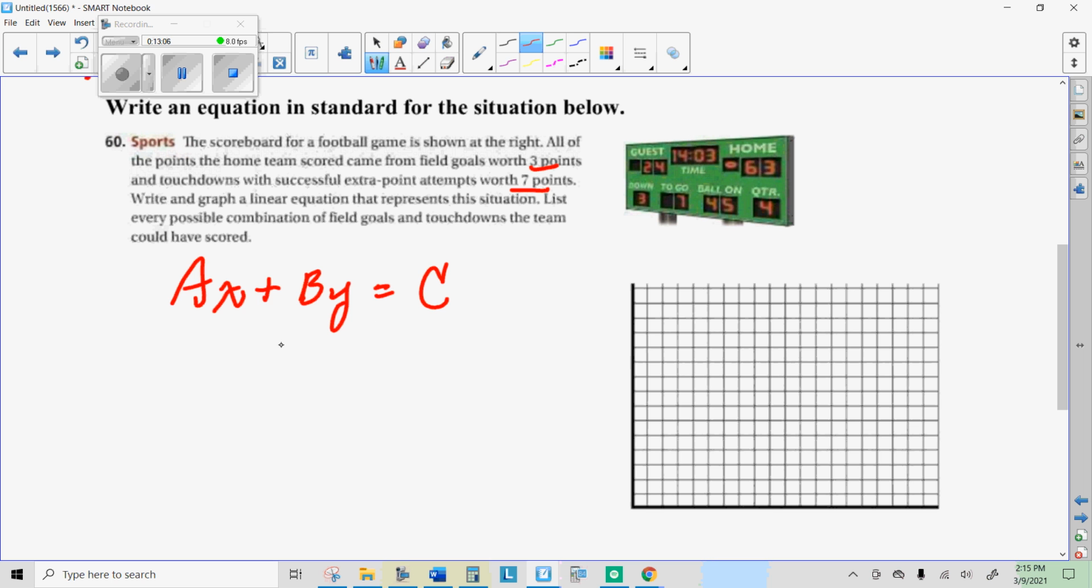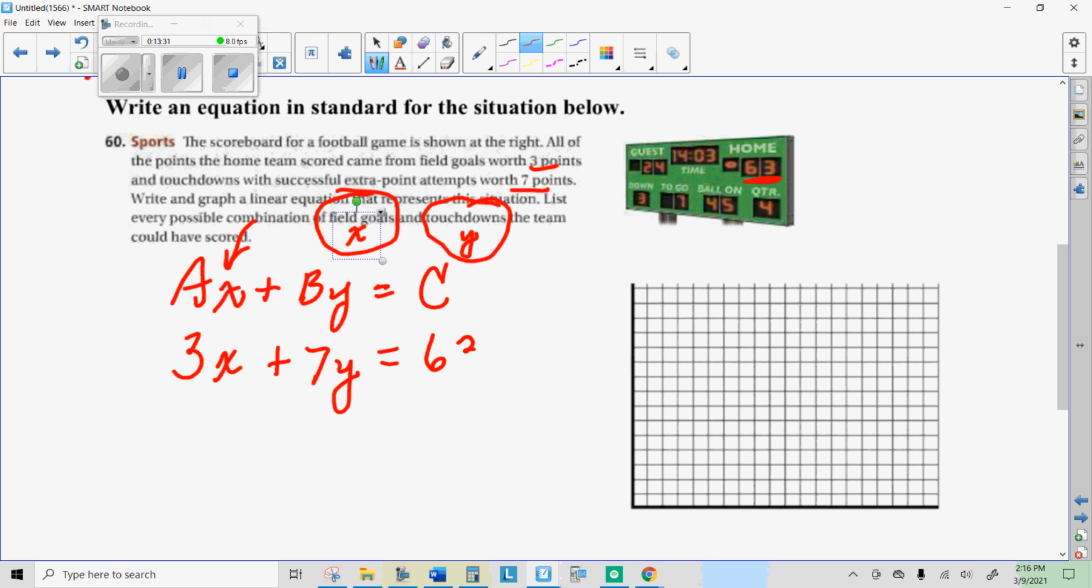So let's let x be the number of field goals. So I'll just put an x there, field goals. And we're going to let y be the touchdowns that we scored. So I need to multiply 3 times every field goal and 7 times every touchdown. And we know from the score up here that the home team scored 63 points. Okay, if I want to represent the guest scores, I would just change this to 24.